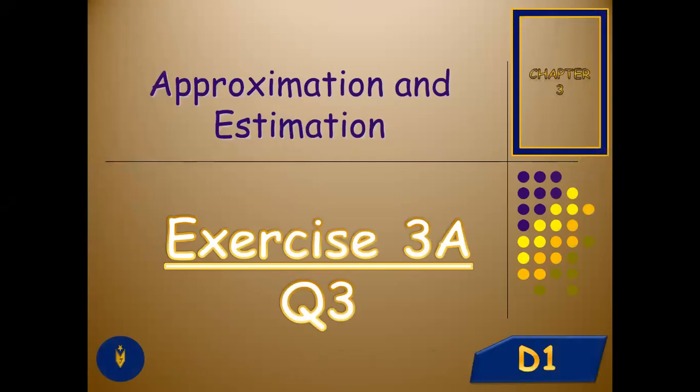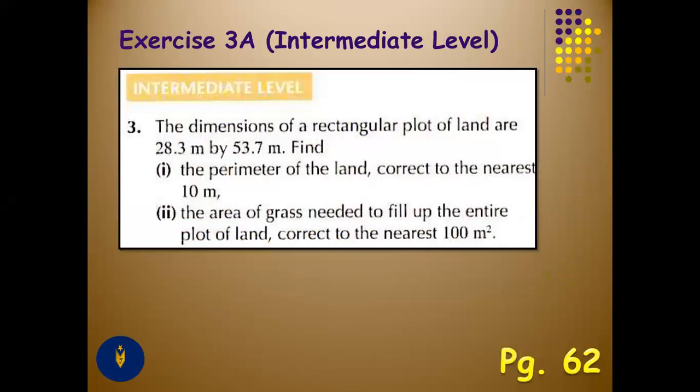In this video, we are going to cover question number 3 of exercise 3A, from chapter number 3, Approximation and Estimation. Chapter 3 is taken from New Syllabus Mathematics Book 1 or D1. If you are using this textbook, you may find this exercise and question on page 62, and this question 3 is from the intermediate level.